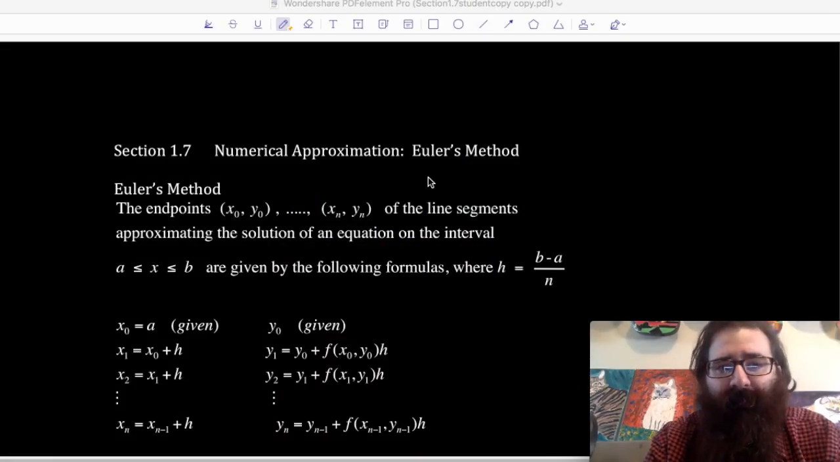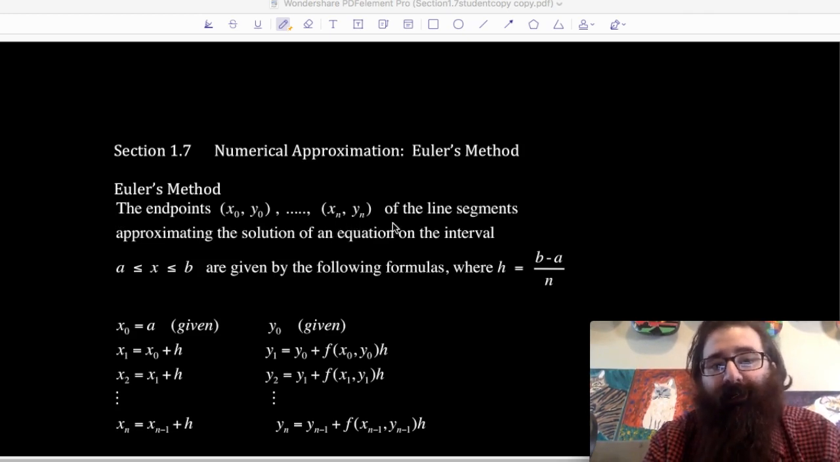Now, Euler's method gives us a way that we can get a numerical approximation to a solution to an initial value problem. And here we'll talk about what Euler's method has us doing. Euler's method says the endpoints given as ordered pairs, x sub 0, y sub 0, next would be x sub 1, y sub 1, next would be x sub 2, y sub 2, so on and so forth, until we get to the end, x sub n, comma, y sub n.